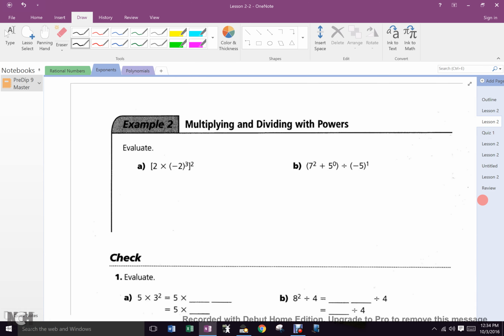Multiplying and dividing with powers. Please check this out. Where do I start in A?